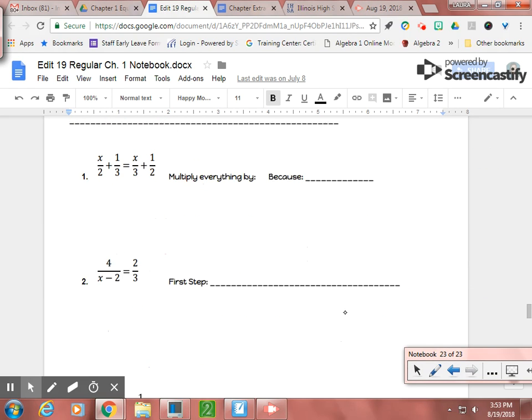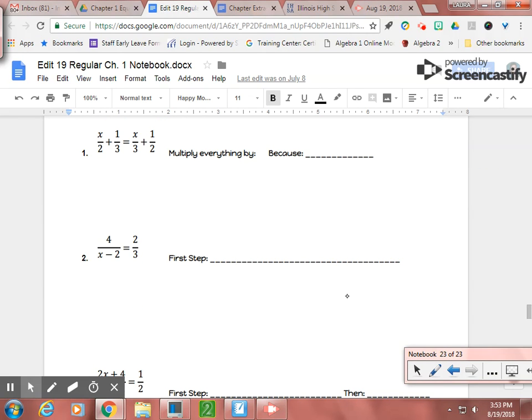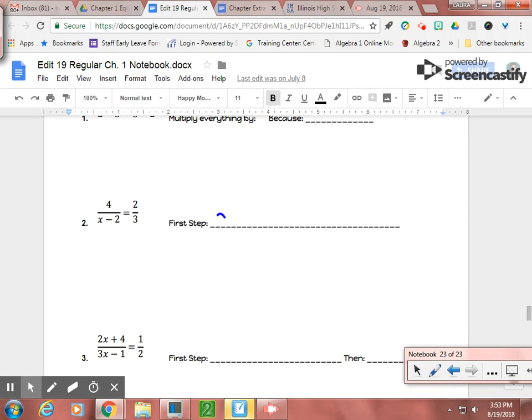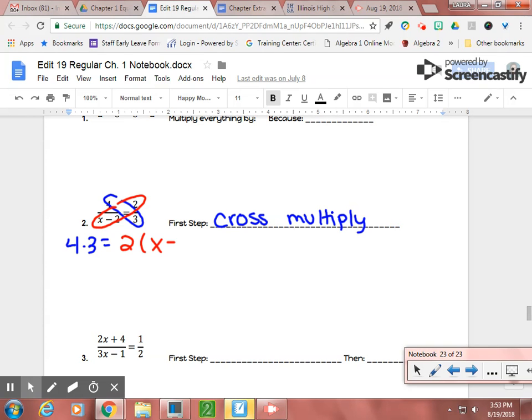So number 2 looks a little bit different. We should know what those are because that's what we just did in the last lesson. These are proportions. So your first step here is to cross multiply. Cross multiplying, I get 4 times 3 going this way. Then when I go this direction, 2 and x minus 2. So in the red, I have to use distributive property. In the blue, I can just leave it and multiply to get 12. And then I get 2x minus 4.